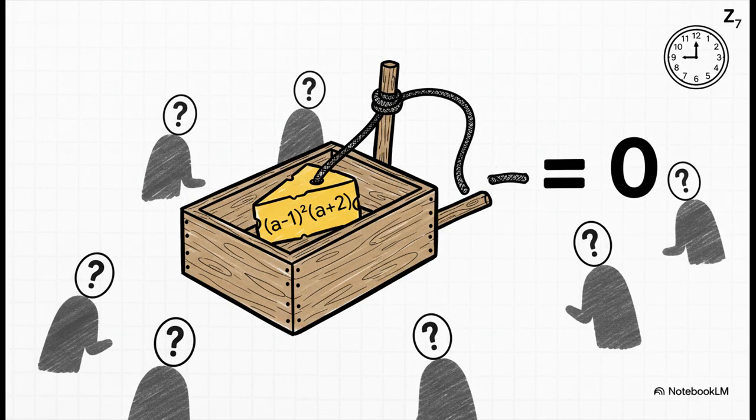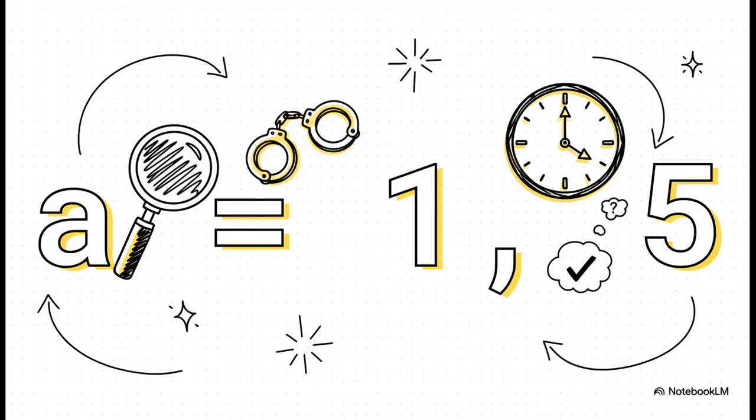Okay, time to set the trap. We take our formula and we ask the million-dollar question. Which values of a make this whole thing equal to 0 in Z sub 7? This is exactly how we're going to catch our suspects. And bingo, we got them. Our 2 prime suspects are a equals 1 and a equals 5.